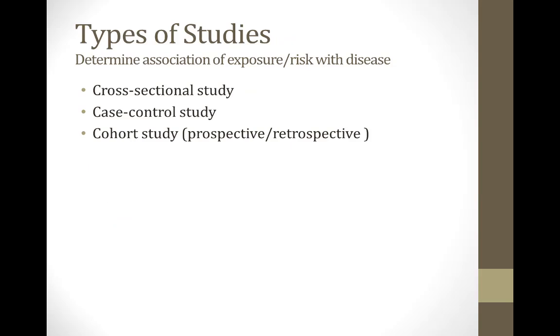So there are three basic types of studies that you need to know as a medical student that are done to determine the association of an exposure or a risk with disease. These are the cross-sectional study, the case control study, and the prospective and retrospective cohort study. We'll talk about all three of these in this module now.